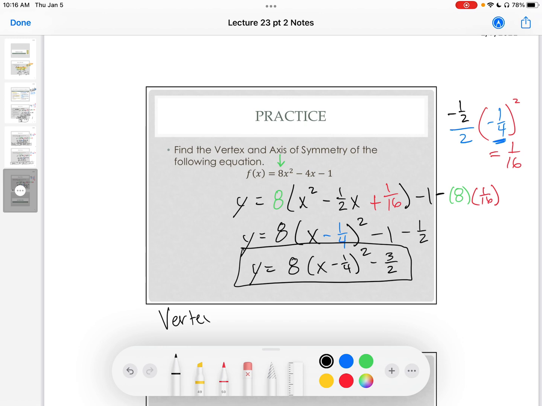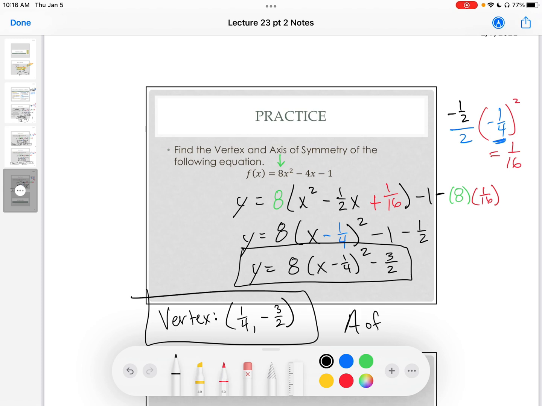So your vertex then, inside we do the opposite. So that shifted to the right 1/4, and then it shifted down 3/2. So my vertex would be at (1/4, -3/2). And then my axis of symmetry is x equals whatever the x coordinate of our vertex was. So our x coordinate would be 1/4. So I'd have x equals 1/4.